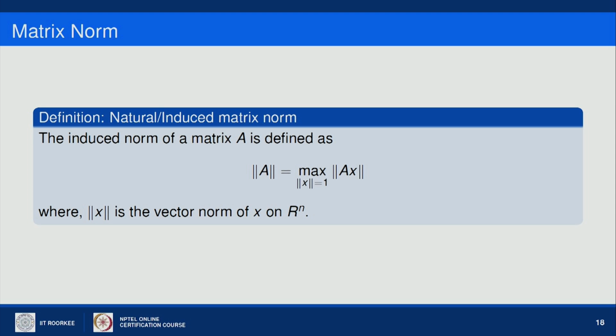The first one is the natural or induced matrix norm. It is defined for a matrix A by this equation. The norm of A will be the maximum of the norm of A times x, where x is a vector in Rn having unit norm, a vector of unit length. So, if you are having a vector of unit length, you multiply this vector with A.